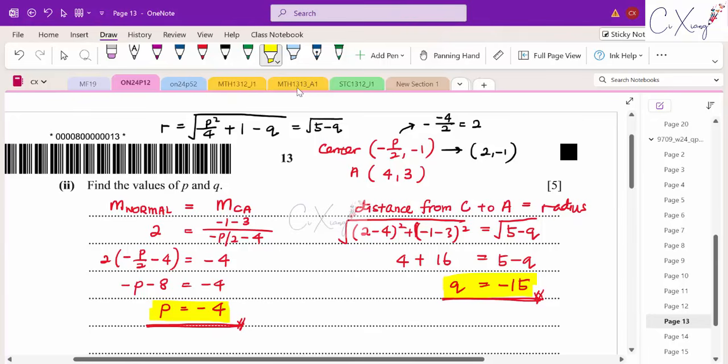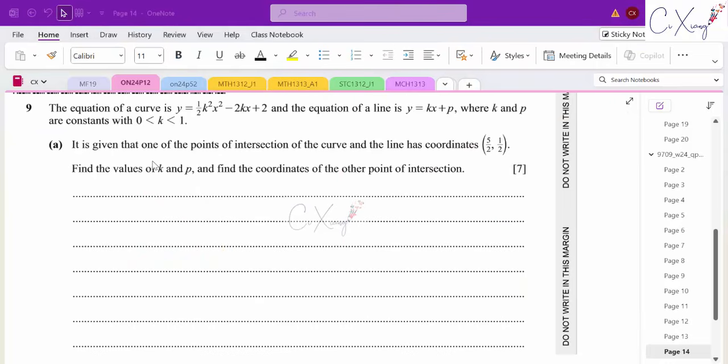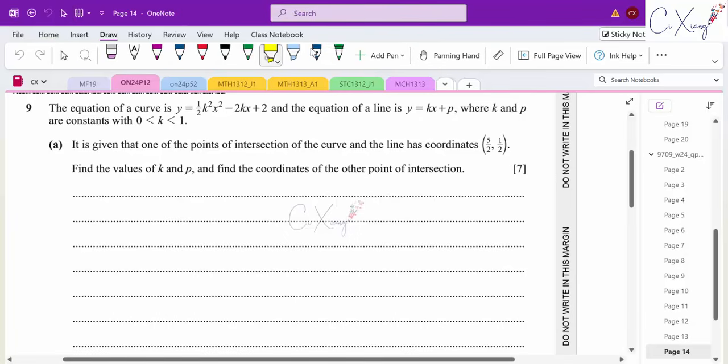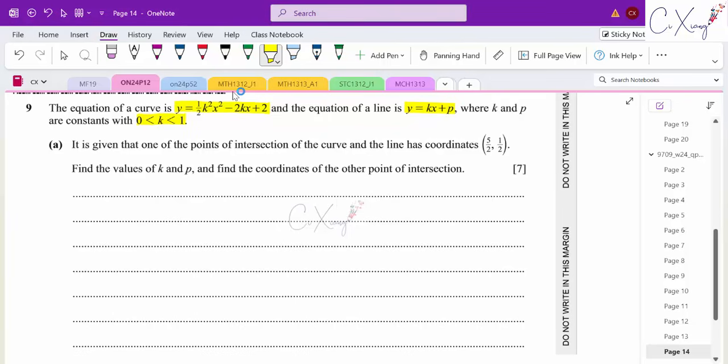So this is how we solve the question. Now we are at question number 9. Given the equation of a curve, this is the equation of the curve that we have. And there's also a linear equation, y equals kx plus p, where k and p are constants, with k from 0 until 1. It is given that one of the points of intersection of the curve and the line has the coordinates 5 over 2 and 1 over 2. Find the values of k and p, and also find the coordinates of the other point of intersection.